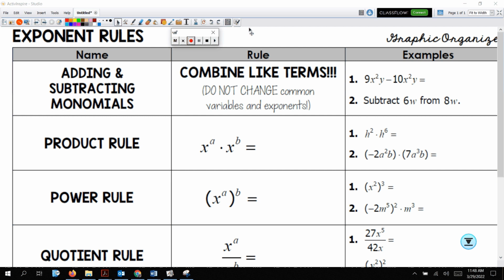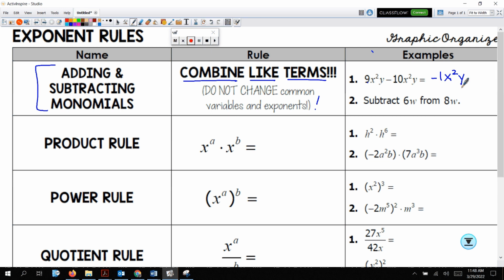If we look at adding and subtracting, when we're adding and subtracting, you want to combine like terms. You do not change the common variable or the exponent, okay? So combining like terms is just adding and subtracting the numbers in front. See in number one, 9x to the second y minus 10x to the second y. Because they both have x to the second y, that makes them like terms. You simply take 9 minus 10 and get negative 1. Then you bring your like terms part along, x to the second y, okay?